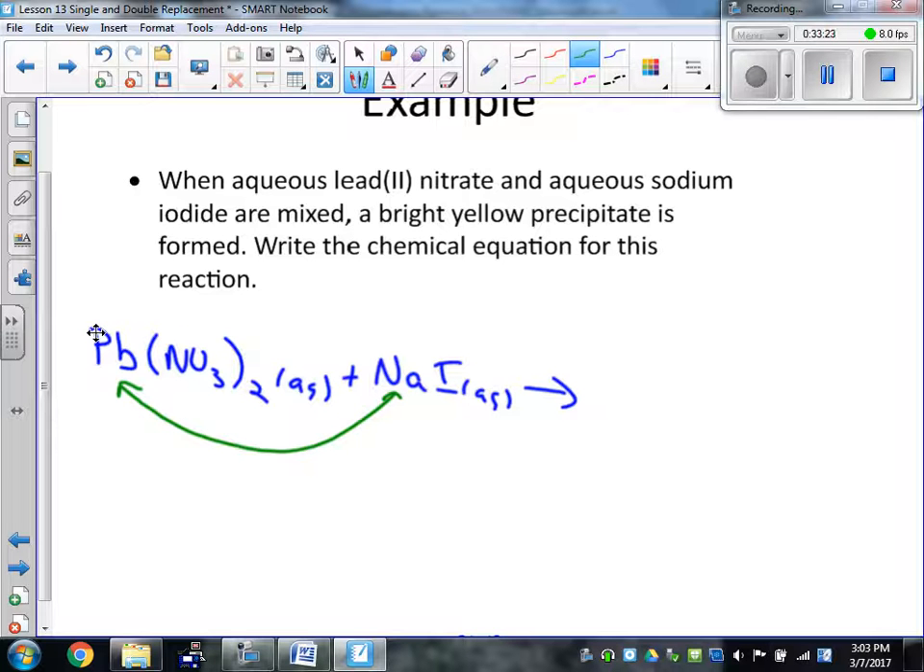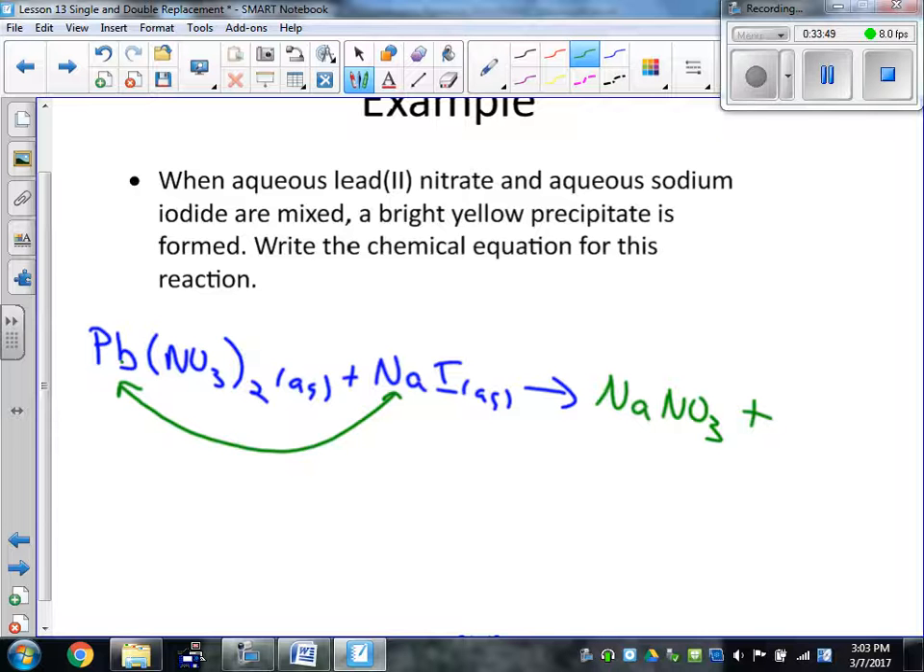Pb and Na, the metal ions, will switch. So let's write this one. It doesn't matter which one you write first, but Na is going to come here, NaNO3. You need to use charges. 1 plus, 1 minus, swap and drop, we're good. Okay?